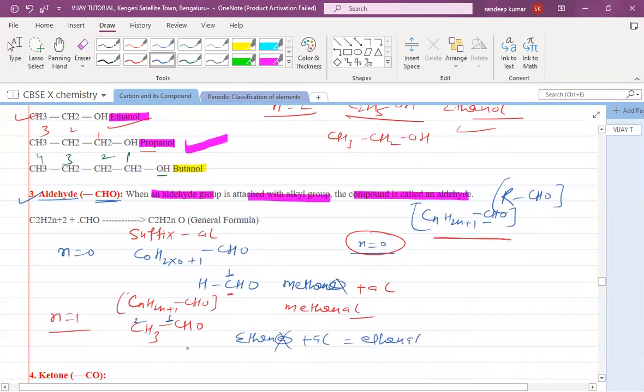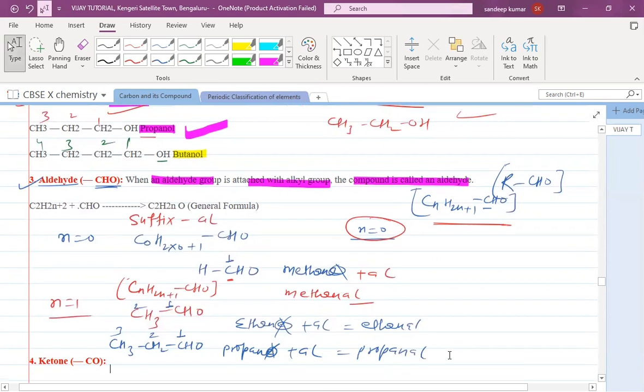Similarly, if they ask you to name CH3, CH2, CHO, you can see this is an aldehyde. So 1, 2, 3. You have to name it first. See how many carbon atoms are there, including the functional group. This is 3 carbon atoms. Generally, we write propane. So remove this E and add al. So this is propanal. Am I clear?